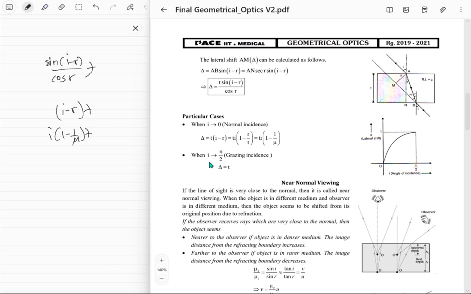Right, understandable. And then you have this other case where I approaches pi upon 2. Oh, right. So then it's going to go to the critical angle. So if I is pi upon 2, this whole thing just becomes sine of pi by 2 minus r, which is just cosine of r. Oh yeah, that was so easy. Like this whole thing becomes t, right? And we know r is going to be the critical angle or whatever it might be. Yes, understandable.